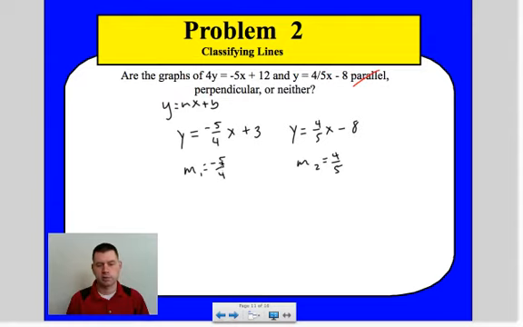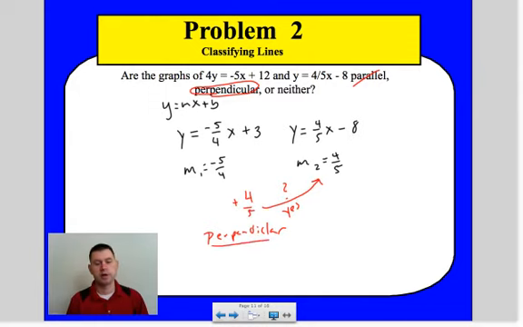So we look at it and say, all right, negative, positive. So there's the opposite. Now if I take the 5/4 and I flip it, I get the 4/5. The opposite, meaning that it was negative, now becomes positive. The question is whether that is what m2 is, and the answer would be yes. So since it is indeed perpendicular, these two lines are perpendicular. We know that because their slopes are opposite reciprocals, and that's all we need to know.